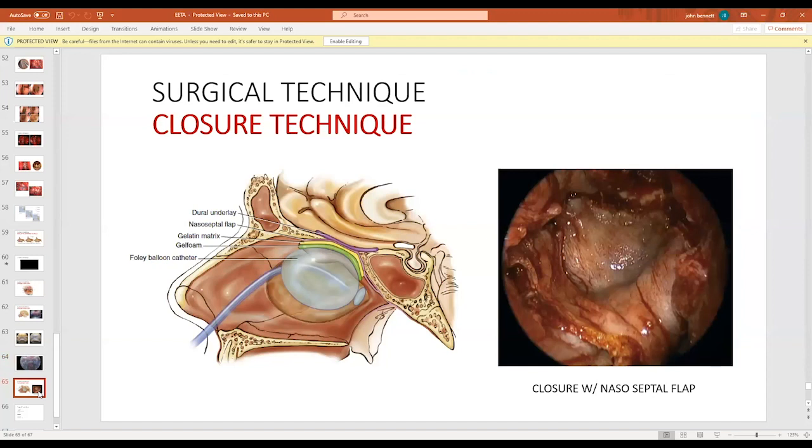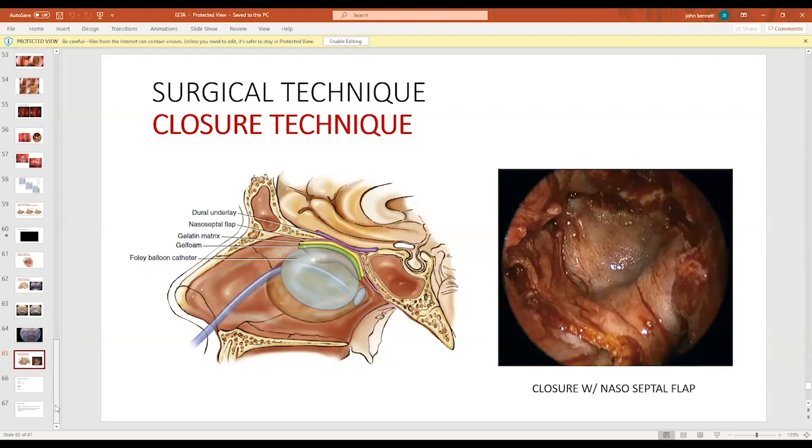Okay, so for the closure, we don't usually have fibrin glue. So we use fascia lata, fat, Surgicel, and a urinary catheter. We inflate the distal portion to make it stick together. Usually this is enough. On the right is the view you have when you mobilize your nasal septal flap to make the closure of the sellar floor.